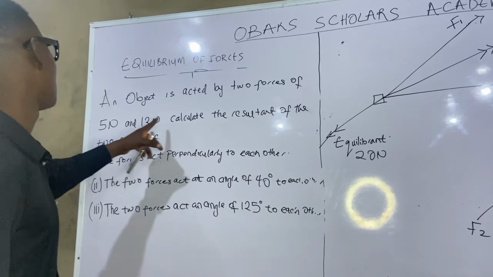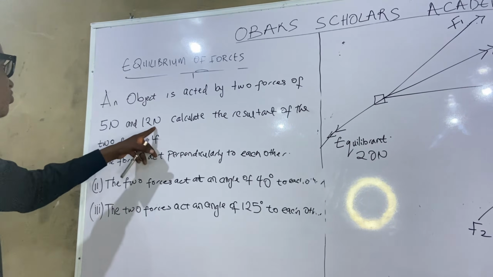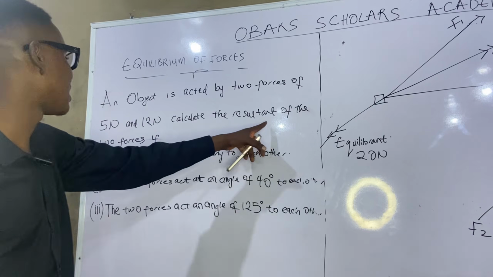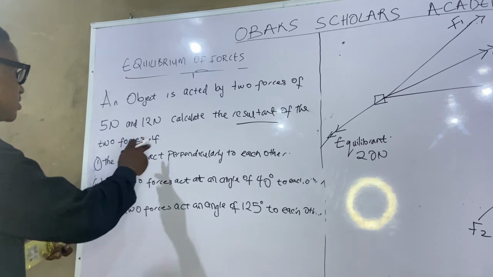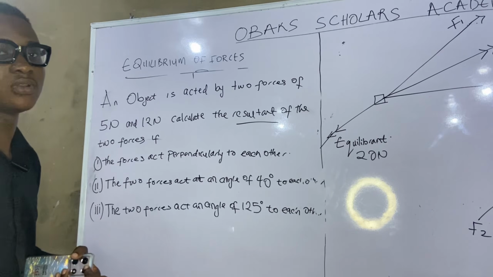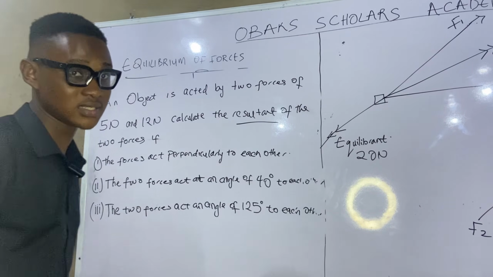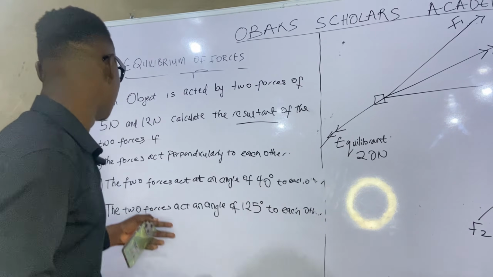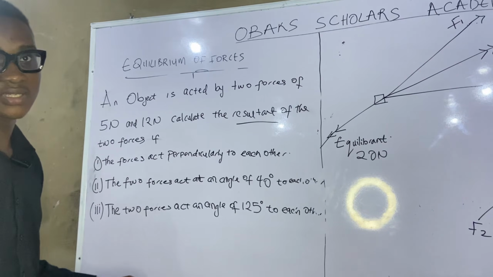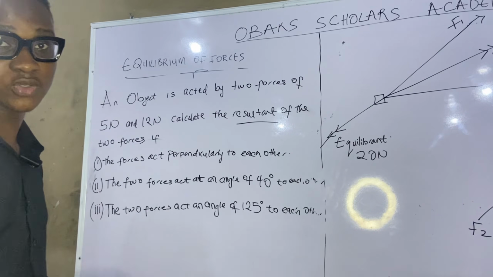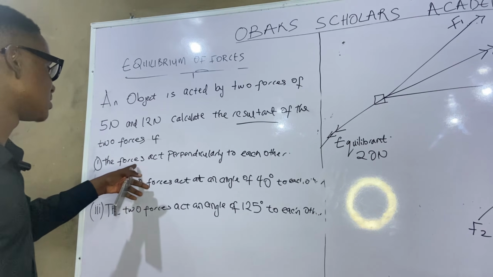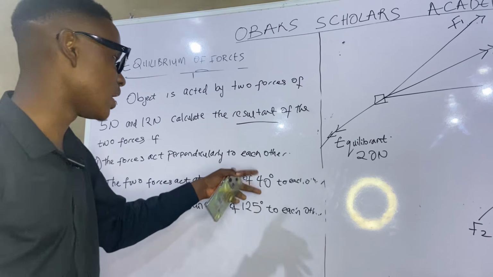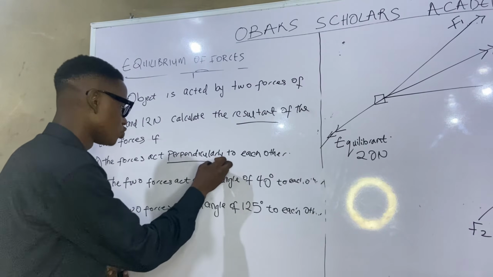So when we look at practical questions, the example we're using is: an object is acted on by two forces of 5 Newton and 12 Newton. Calculate the resultant of the two forces. So we are asked here to calculate the resultant of two forces acting together. We're given 3 case studies. That means we are solving this question in 3 different ways.